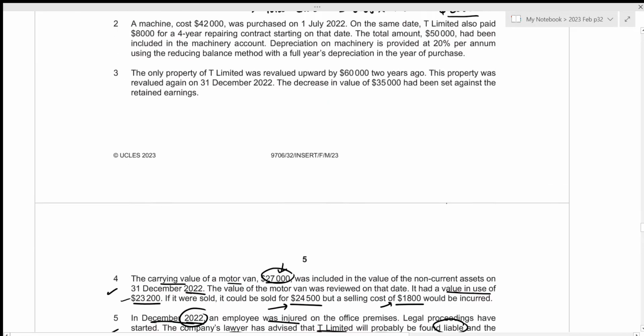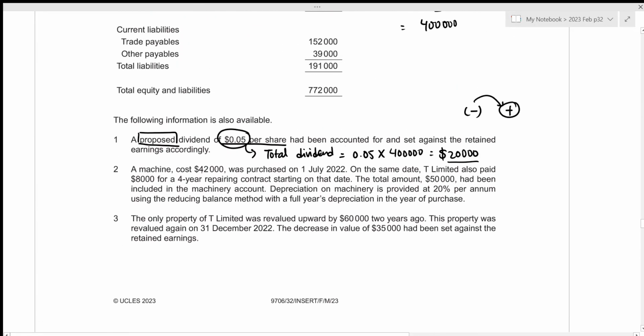Now, for the second one, a machine cost 42,000, was purchased on 1st July 2022, and on the same date, T Limited had also paid 8,000 for a 4-year repairing contract starting on that date. So this is just our repair cost, right, which should be charged each year, and this is a revenue expenditure, which means that it should be included in order to figure out the profit for the year. And this is 8,000 for 4 years. So for 4 years, if it's going to be 8,000, then for 1 year, that's going to be 8,000 divided by 4, which results in 2,000.